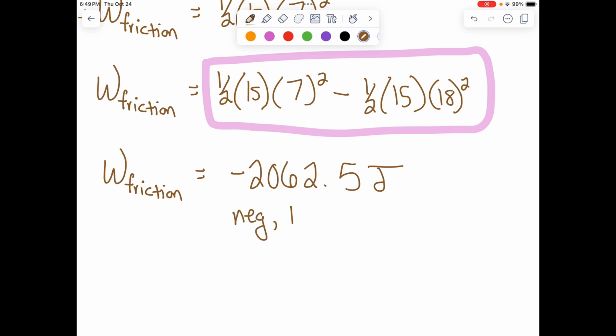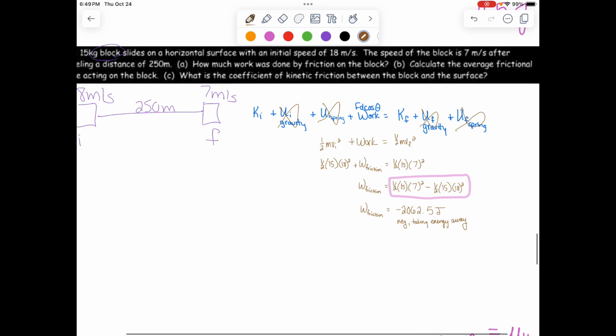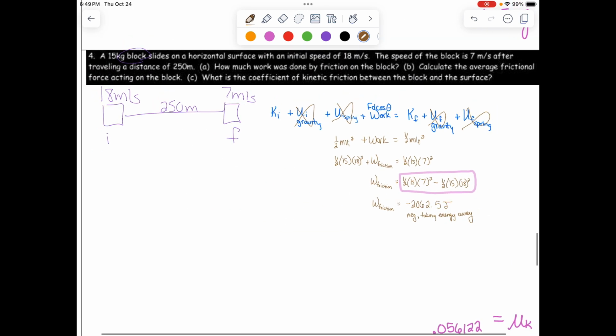I'm going to go back to what you told me earlier, energy being taken away. See how I remember things? And it went away in the friction. The friction ate it up. Okay. How much work was done by friction?